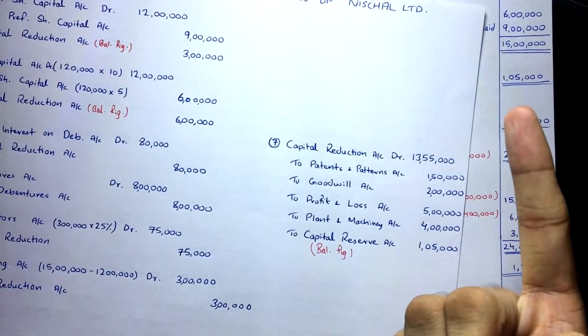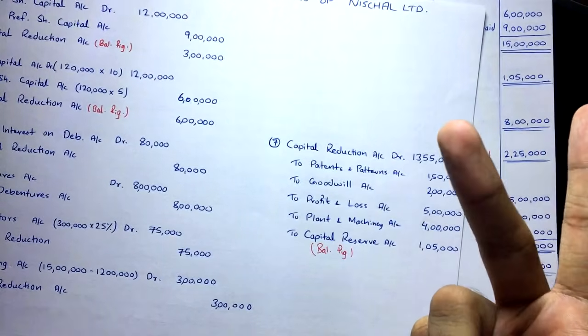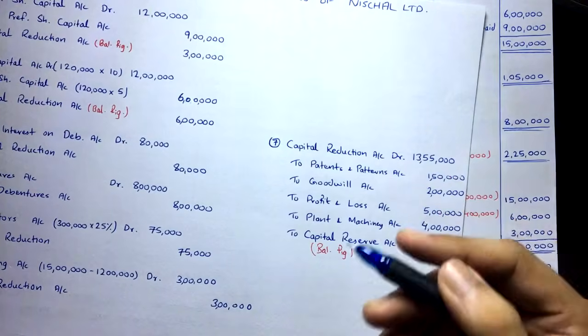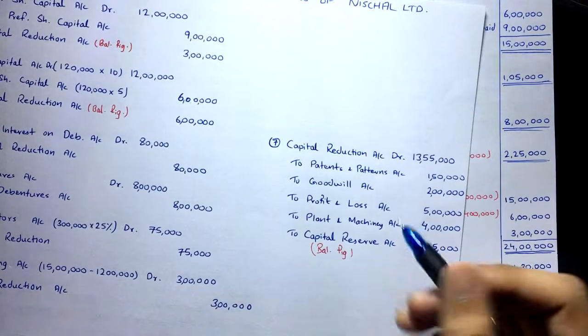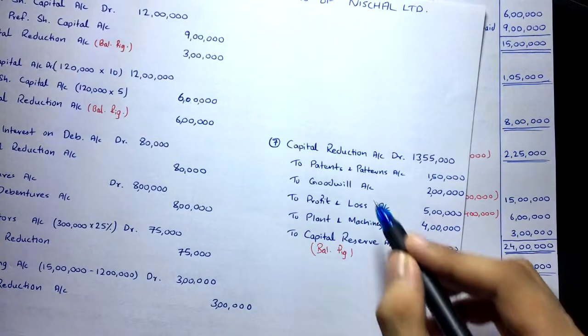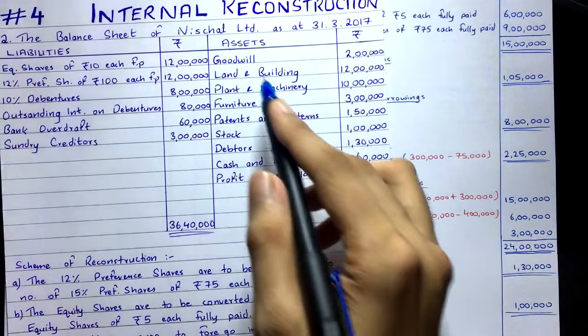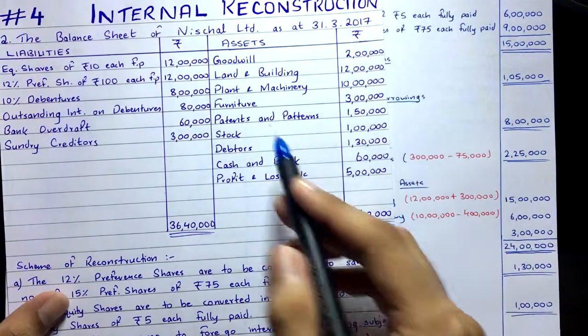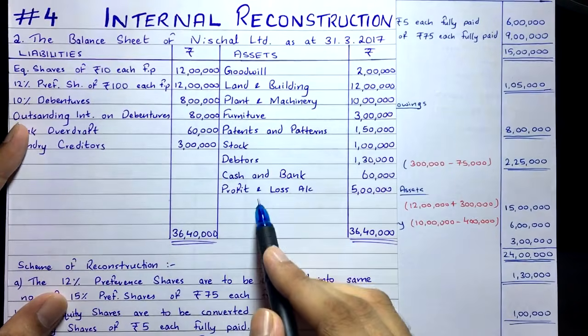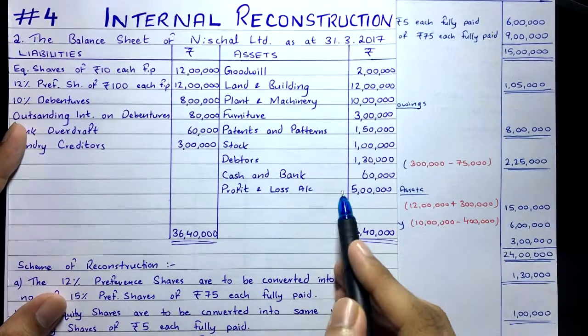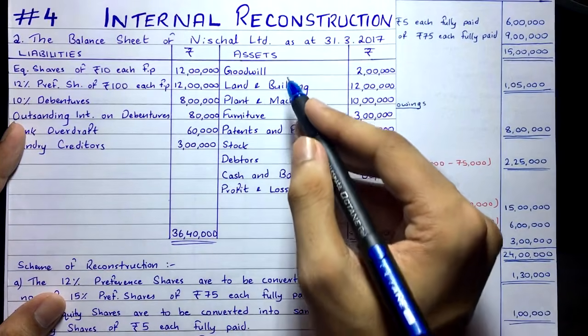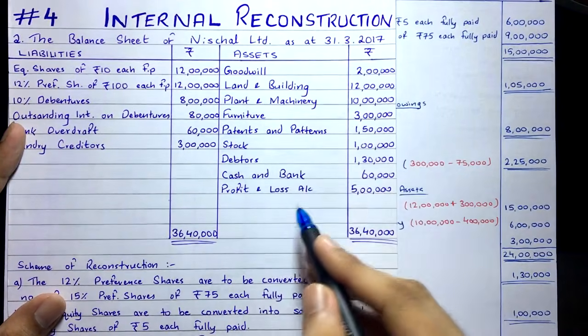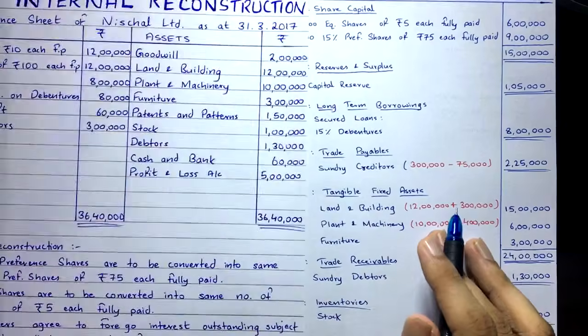You have to write off all fictitious assets, and then all intangibles, goodwill and patents and all, copyrights, trademarks, everything, and then you have to write off all accumulated losses. So all these things are gone, right? Goodwill is gone, you don't have to record that. Patents is gone, and profit and loss debit balance is also gone. So these three things you don't have to record: goodwill, patents, profit and loss. It's gone, so you will not take that.